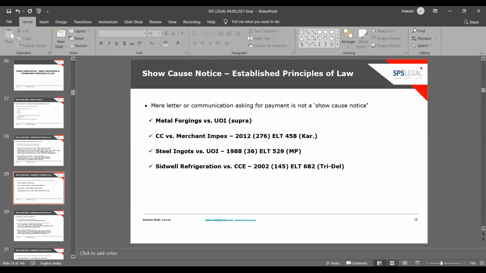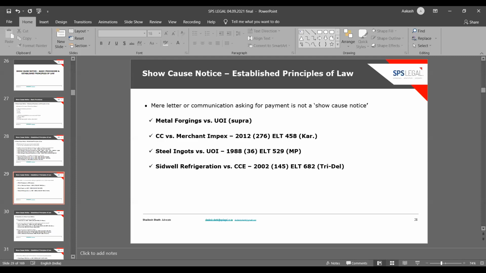Friends, I would here like to say one point. Every communication coming from the department should not be, and is never, a notice. We have to be very clear about what we call a particular notice. Even if a summons comes, the taxpayer would call his consultant, saying, sir, a notice has come. Even if a simple letter or communication comes, he will say, sir, a notice has come.